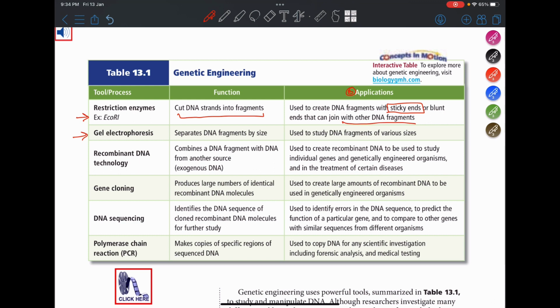Now, gel electrophoresis, what it does is it separates DNA fragments by size. So we're looking at the size of the DNA. And it is used to study DNA fragments of various sizes. That is its application. And this is it for the first part of the lesson. We'll talk about recombinant DNA technology in the next part.